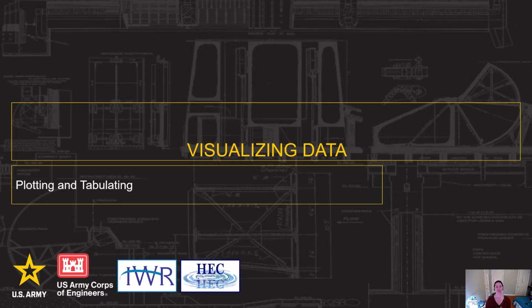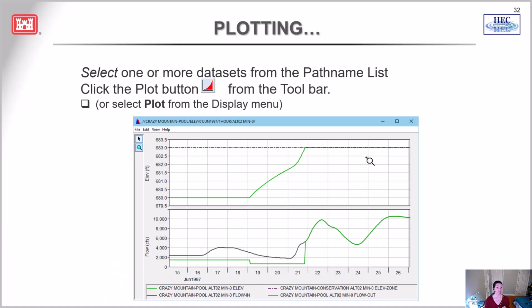So that is generally what the data is and how to grab the data, to select the data. Now let's take a look at what it's like to visualize that data. So we're going to look at the plotting and tabulating. As always, remember, you can select more than one data set from the Pathnames list. Always remember that your time window needs to be set, whether it's look back or dictated time, it needs to be set.